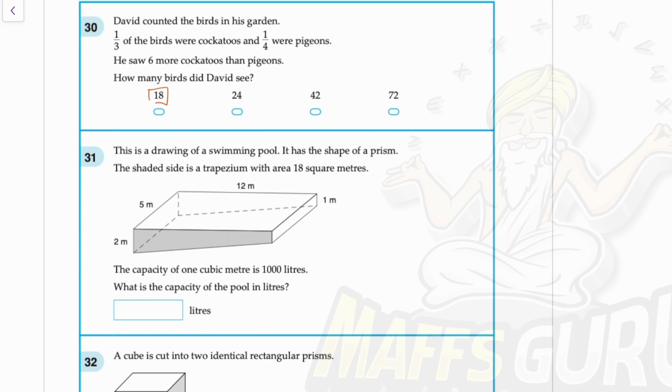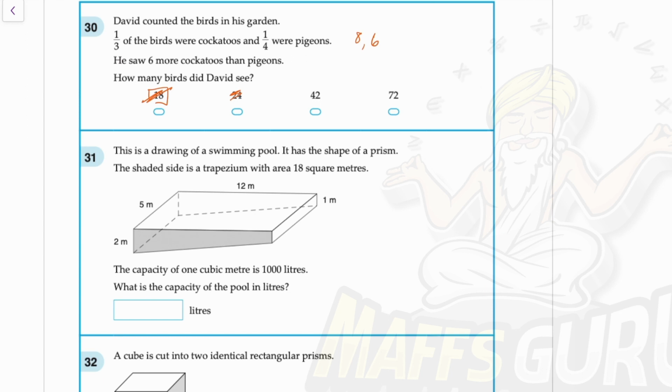18. If we see 18 birds in total, then what's 1/3 of 18? 6, 12, 18. There's 6. And then 1/4 were pigeons. 18 divided by 4 doesn't actually go, because we can't see 4.5 birds. So actually 18 doesn't work in any way, shape or form. So let's now go to the next number and we'll say 24. What's 1/3 of 24? 8, 16, 24 is 8. And 1/4 of 24 is, I believe, 6. So 8 and 6. Is there a difference of 6 between those? Nope. So it can't be 24.